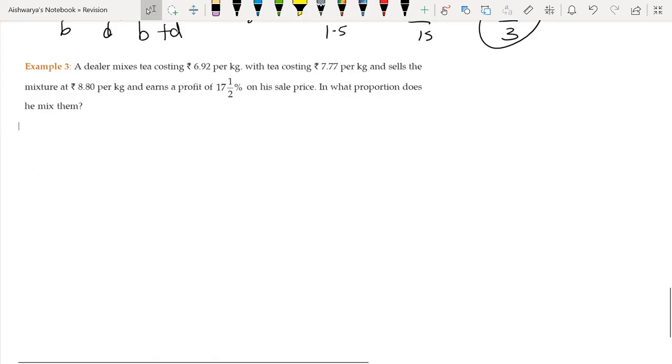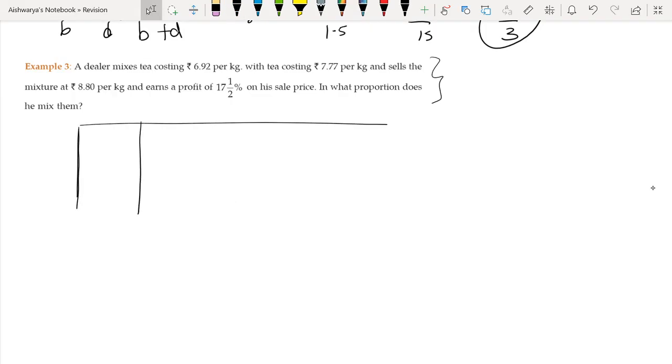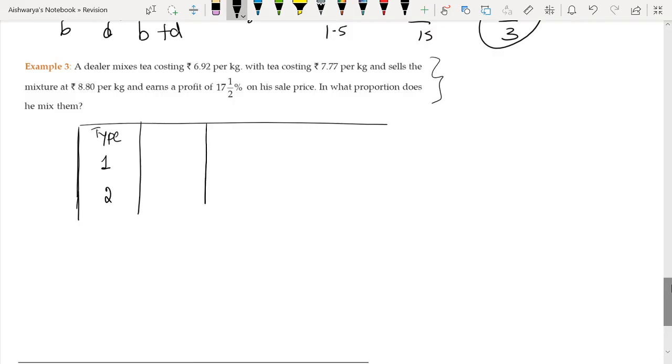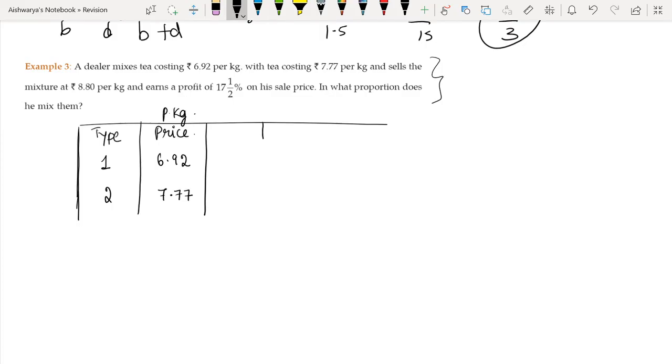This kind of question is not solved anywhere in the exercise, but it can come in the examination. So let us just look at it. Whenever you have a question like this on mixtures, please do a table like this. In this table, have the first column as type. Type means we are going to have two types of tea, right? Type 1 and type 2. The second column, you write the prices of the two types of tea per kg. This price is always per kg. So you make this as 6.92 per kg, and this is 7.77 per kg.